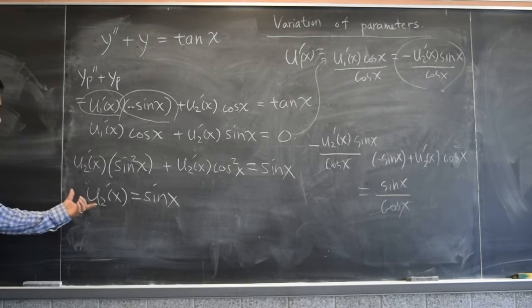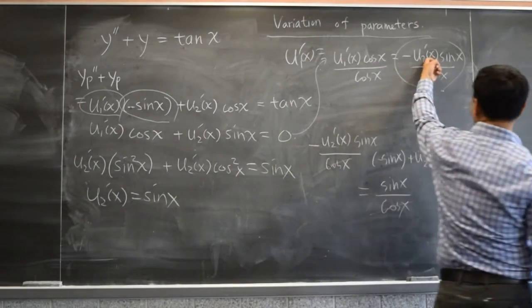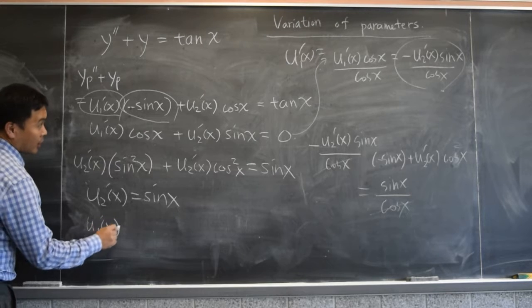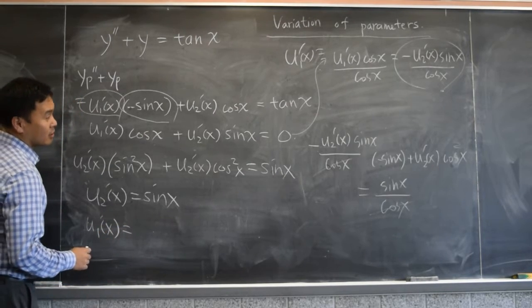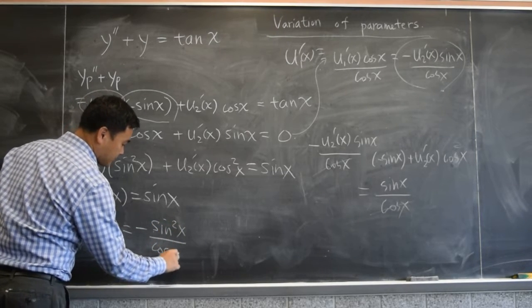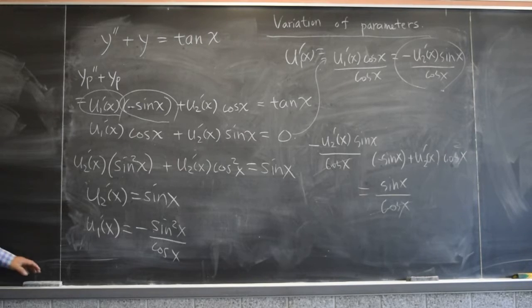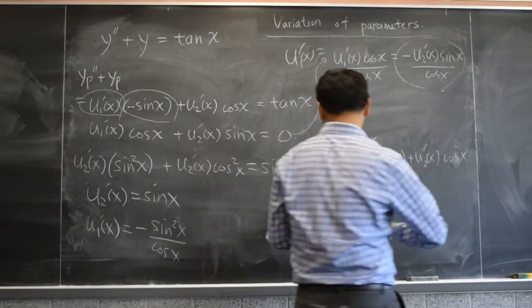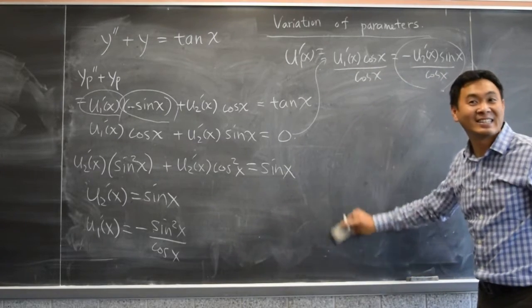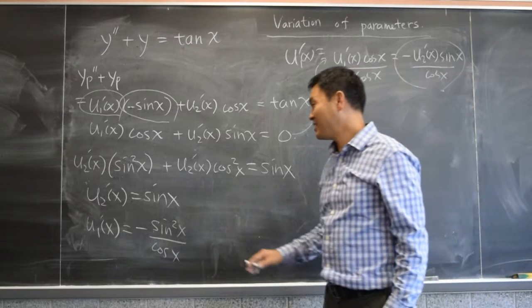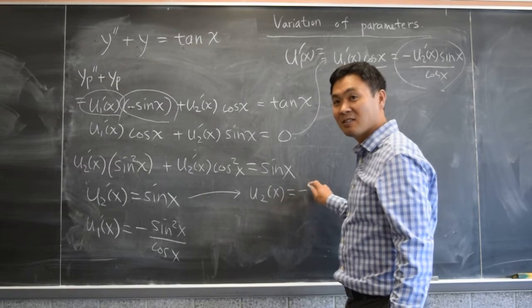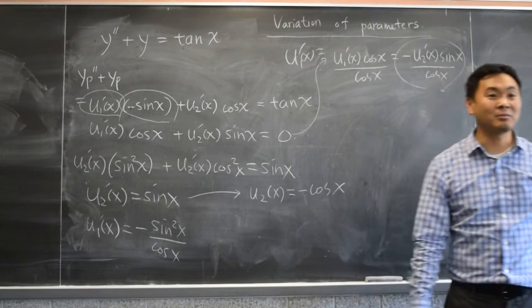Once you get that, now you can replace this u2 over here to get u1 prime of x as negative sine squared over cosine x. Okay, so did we find u1 and u2? Not yet. No, we found u1 prime and u2 prime, you look for u1 and u2. So what's u2? The integral of that? You have to integrate it.